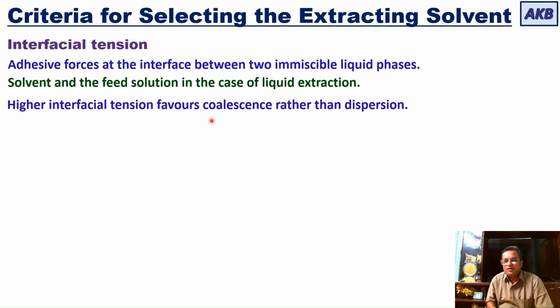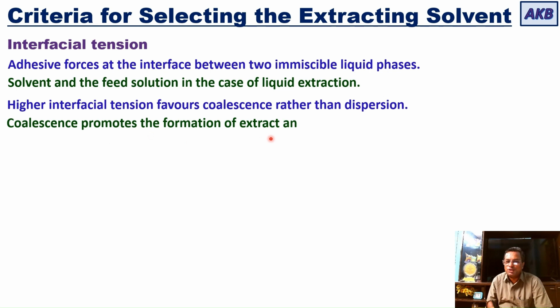Coalescence is where the two immiscible phases try to mix together. So higher interfacial tension favors this coalescence rather than dispersion of one phase into the other. Coalescence promotes the formation of extract and raffinate phases, and coalescence is favored by higher interfacial tension.